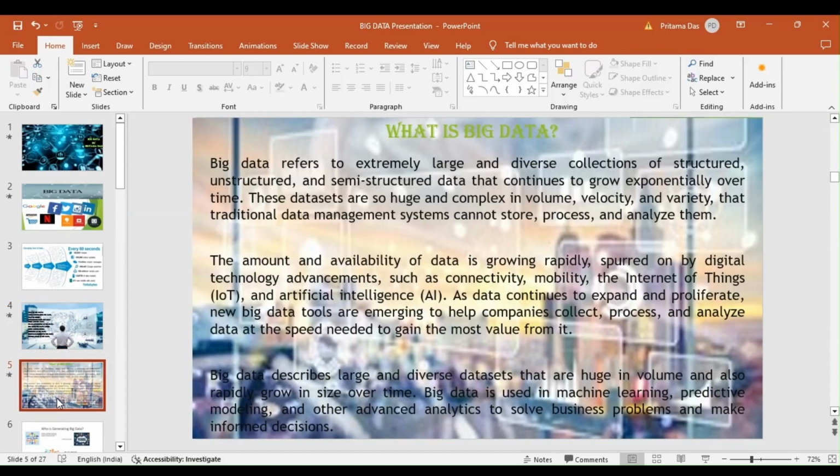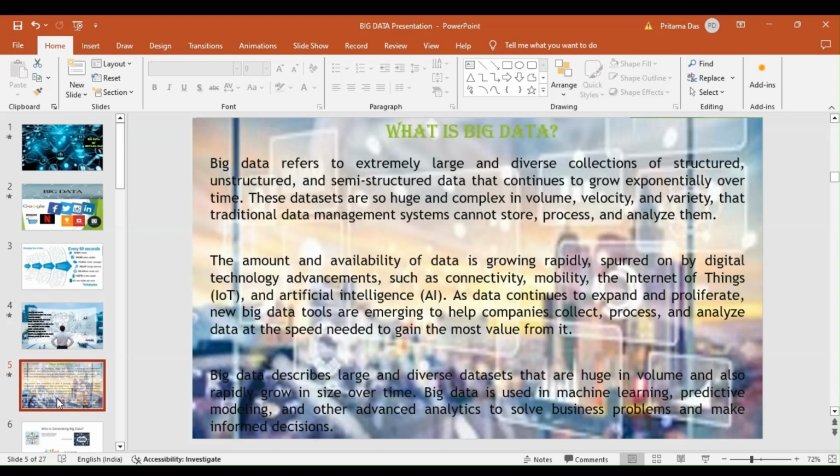So, the first question is, what is big data? Or what do you mean by big data? Big data refers to an extremely large and diverse collection of structured, unstructured, and semi-structured data that continues to grow exponentially over time. These data sets are so huge and complex in volume, velocity, and variety that traditional data management systems cannot store, process, and analyze them.